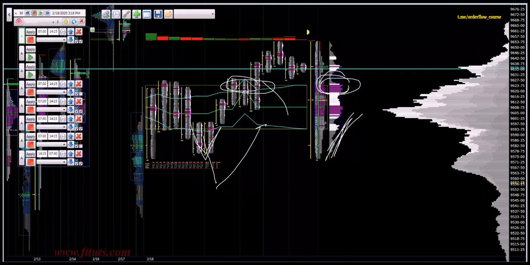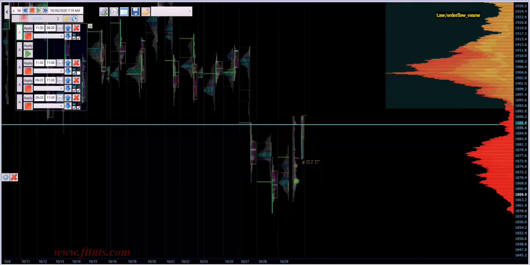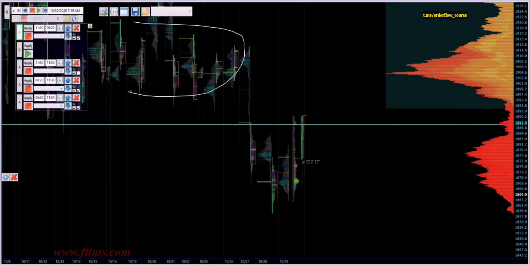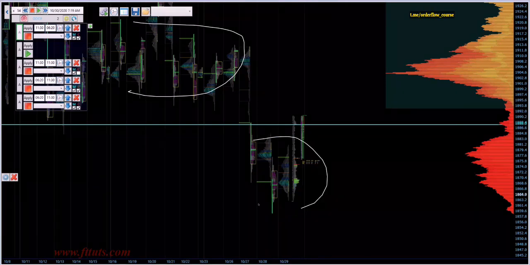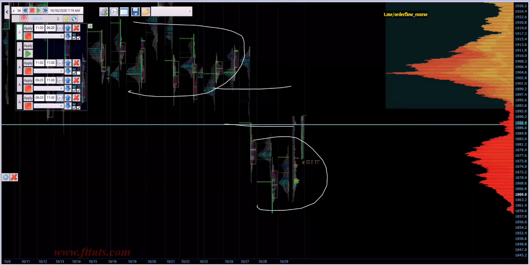Okay, let's look at another one, talk about following volume point of control shifts. So here, contextually, here's gold. Gold has just recently made a move from a large balance area. It's spending a couple days lower with a gap. Okay, so a couple days of balance lower.